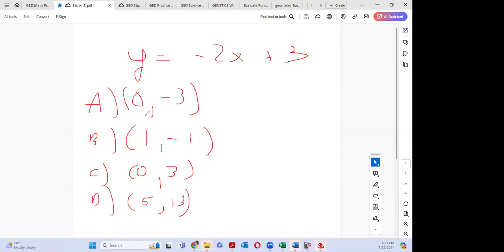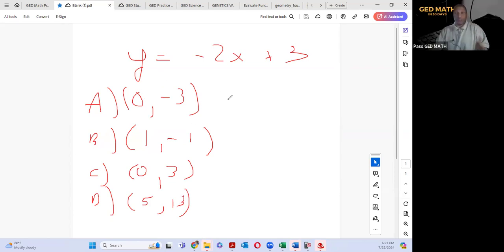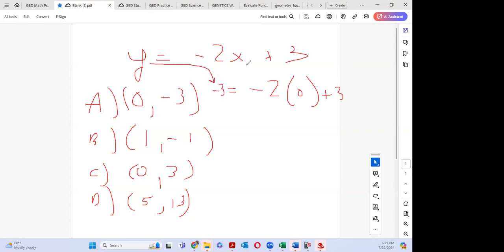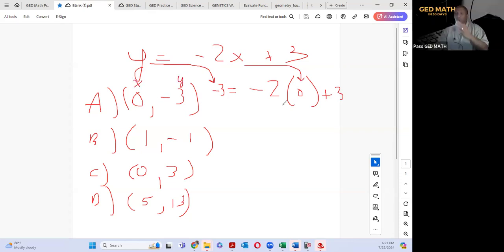So all we're doing is plugging these in. Remember, each point has an x and a y. So -2 times x, which is 0, plus 3 equals -3. This is my y, this is my x. That's where I got those from. Then I just do the computation. -3 equals 0 plus 3. -3 equals 3. That is not true. So now I know that is not A.